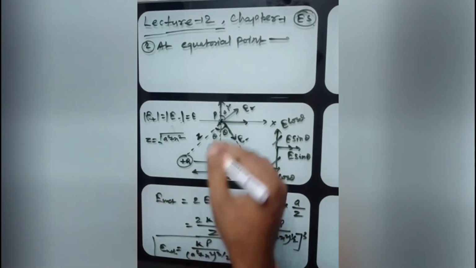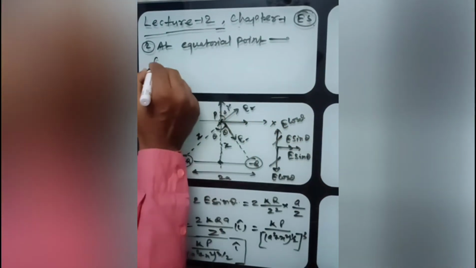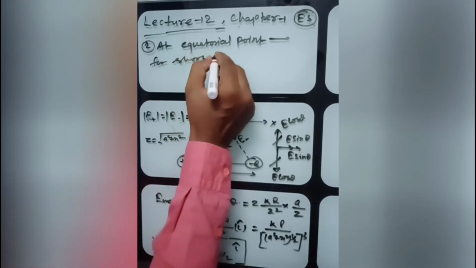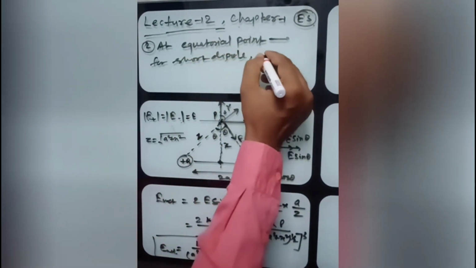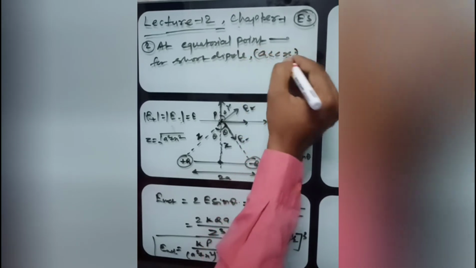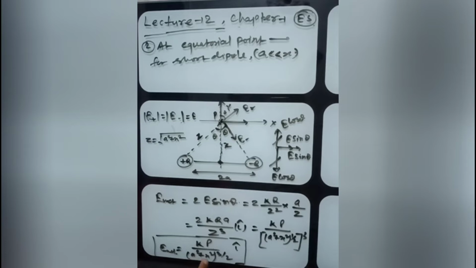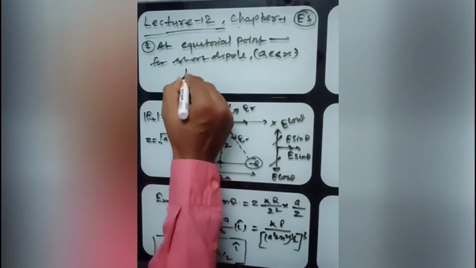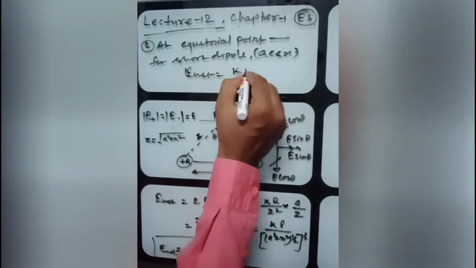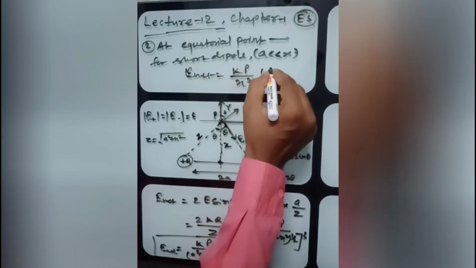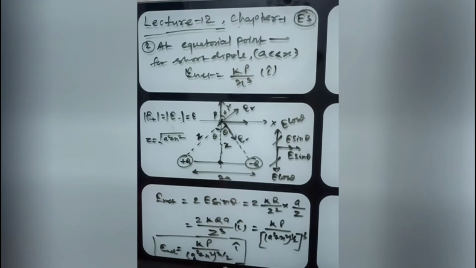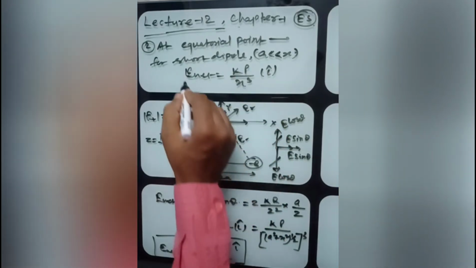Now again we apply this for the short dipole. For a short dipole, a is much less than x, so a can be neglected. E net will be kp over x cube. Look here, a is neglected, x square and the power 2 will cancel, so x cube remains, and the direction remains i cap. So kp by x cube is the net electric field.